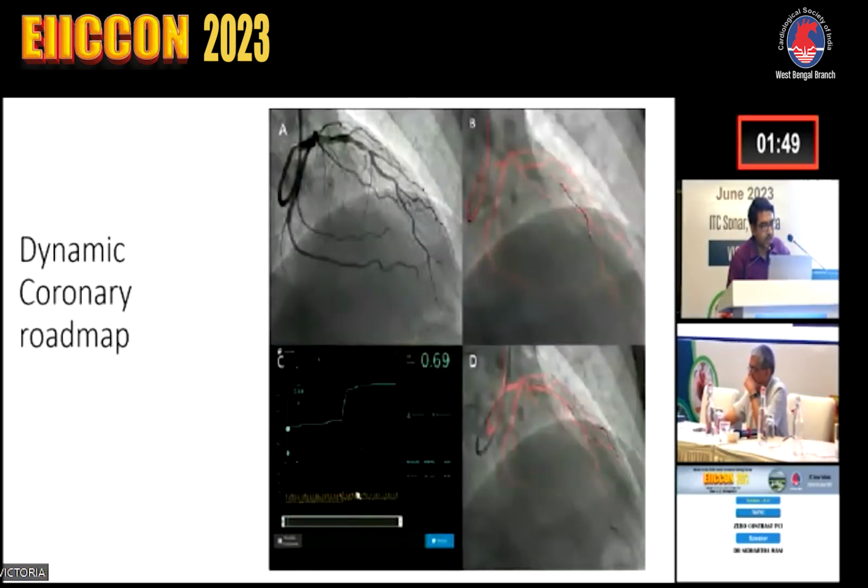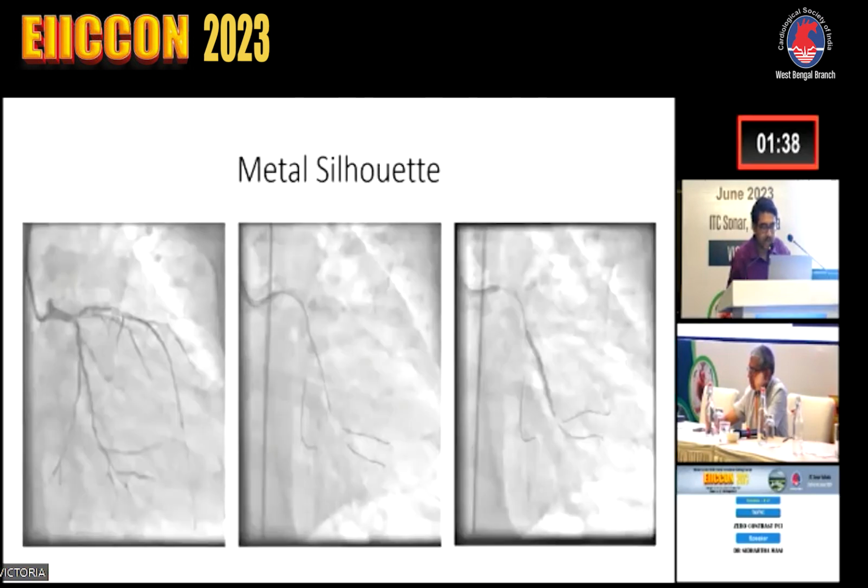So this is how a dynamic coronary roadmap looks. So you can see on the right-hand panel, the dynamic roadmap, and through that dynamic roadmap, it is easy to pass your wire. And this is how a metal silhouette is done. You can see the main LAD being wired, and you can see a major septal, sorry, the LCX is being wired, and you can see a major OM and its side branch is being wired.